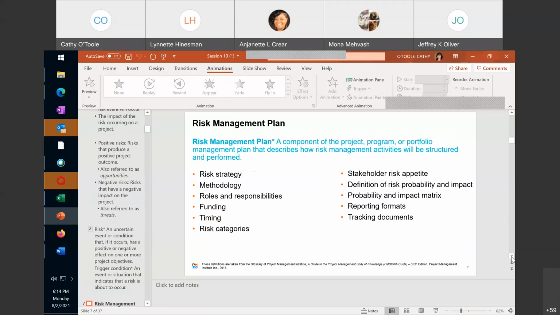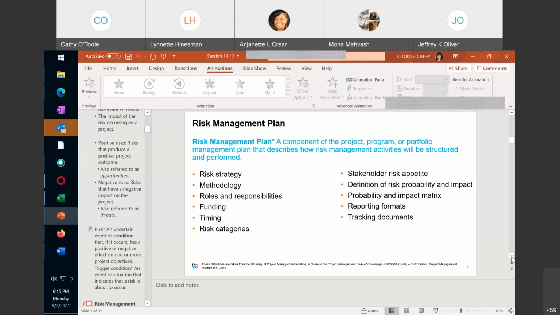Okay, another important definition is your risk management plan. It is a component of the project, program, or portfolio management plan that describes how risk management activities will be structured and performed. In the risk management plan, you talk about your risk strategy, your methodology, who has the roles and responsibilities for identifying the risk responses, and also the roles and responsibilities of who's going to execute them.